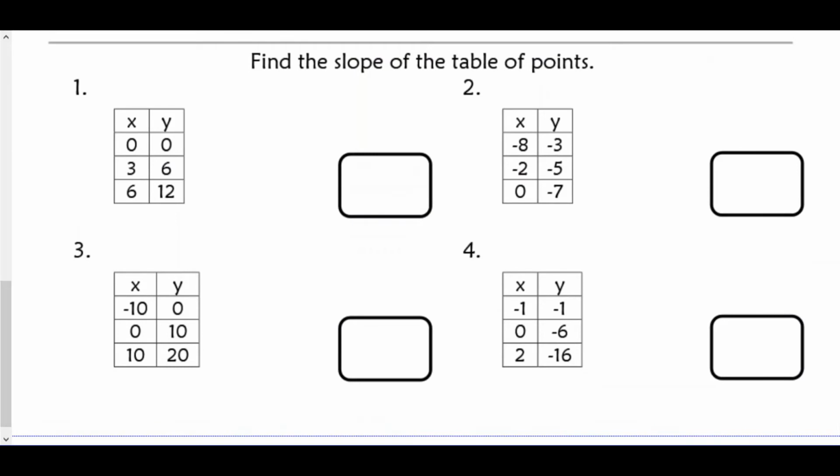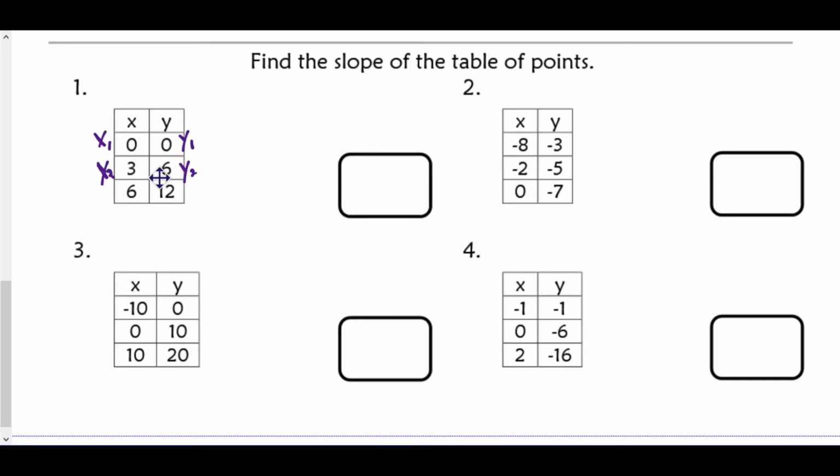Again, you can choose any 2. I'm going to choose these 2. 0 is always going to be the easiest to use, so I'm going to label this my y2, this is my y1, this is my x1. Remember, those have to match. The x1 and y1 have to be together, and same thing with the x2 and y2.